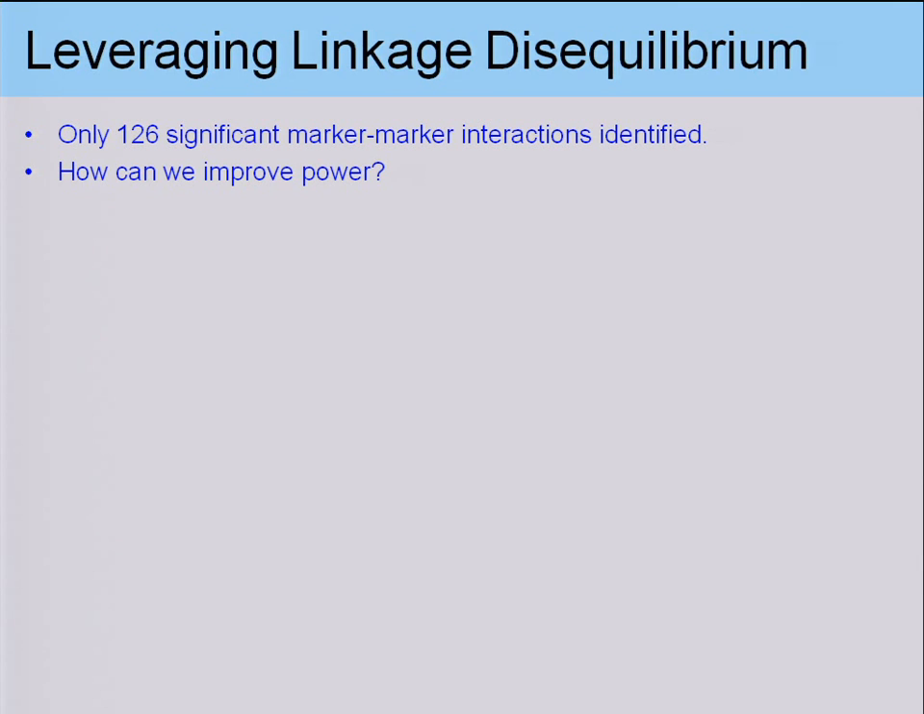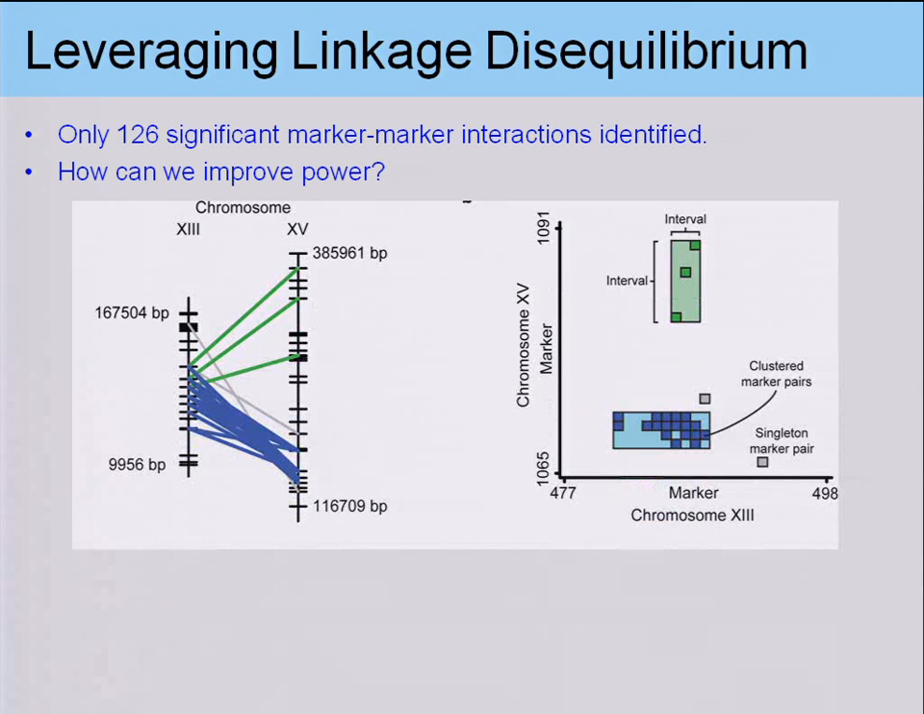And so the first thing we did was come up with a pretty interesting observation. What you're looking at here are segments of different chromosomes. Black bars represent markers that were genotyped in this study, and a solid line between the two are significant marker-marker interactions that were found in this study.